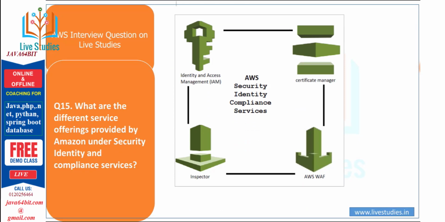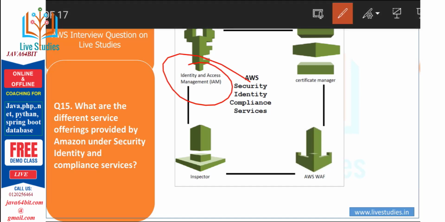Another question is, what are the different service offerings provided by Amazon under security, identity and compliance services? Amazon security, identity and compliance services help developer team members have a single checkpoint for configuring and prioritizing security alert findings. With Identity and Access Management, Amazon grants restricted user permissions and assigns security credentials to individuals. IAM helps create and manage secure access to AWS services and resources, granting restricted user permissions to AWS cloud services.